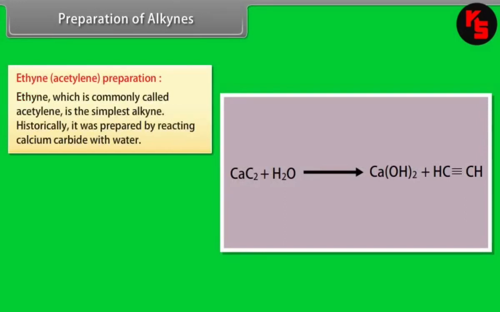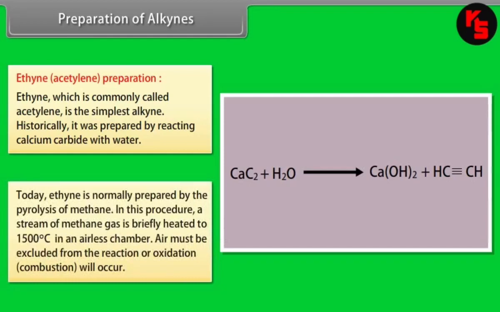Ethyne, which is commonly called acetylene, is the simplest alkyne. Historically, it was prepared by reacting calcium carbide with water. Today, ethyne is normally prepared by the pyrolysis of methane. In this procedure, a stream of methane gas is briefly heated to 1500 degrees centigrade in an airless chamber. Air must be excluded from the reaction or oxidation, combustion, will occur.